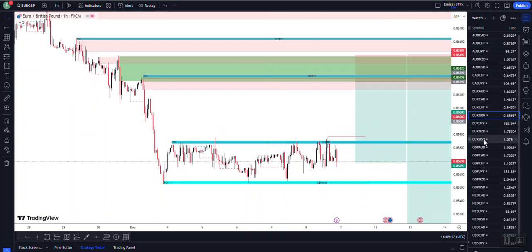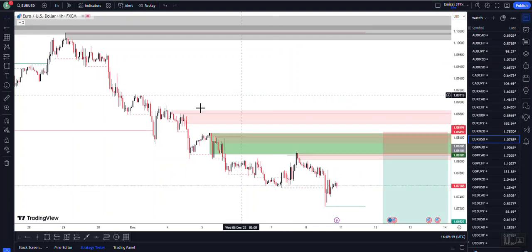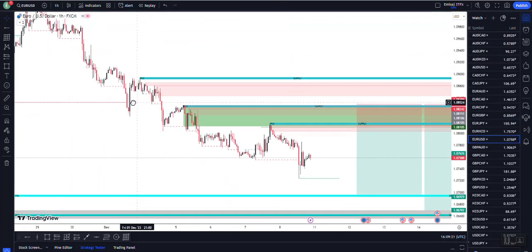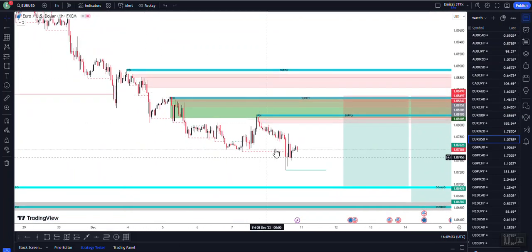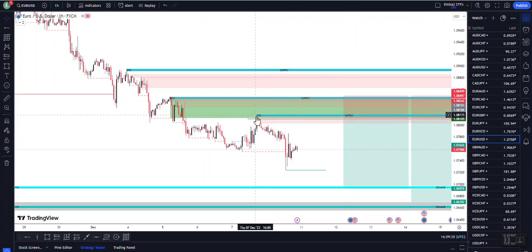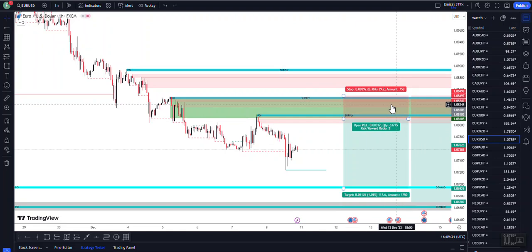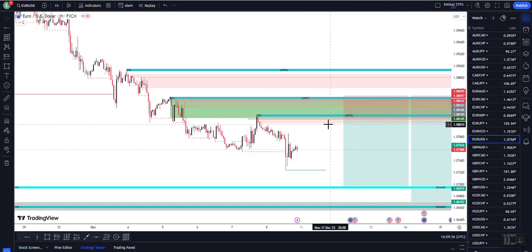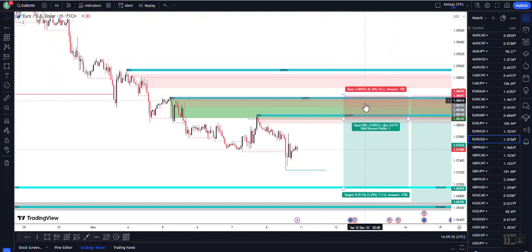Then Euro USD is another pair I'm looking at, still on sell, right? I'm taking this supply. The supply was created with an order block, price dropped, broke structure here, and my expectation is price will pull back to this level with the criteria being met. Then I will take my entry on Euro USD.